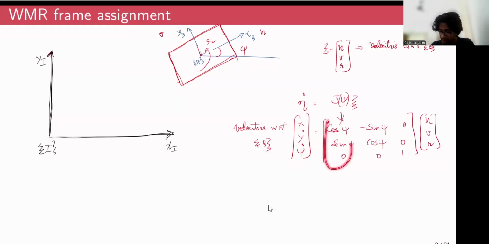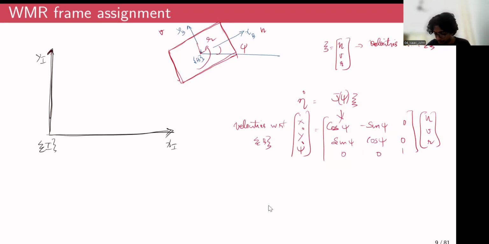And these vectors can also be easily derived. The first column is actually the direction cosines that the xb vector makes with xi, yi, and zi. And the second column is nothing but the direction cosines that the yb vector makes with respect to xi, yi, and zi. And similarly, this 0, 0, 1 is nothing but the direction cosines that the zb axis makes with respect to xi, yi, and zi. So that can be easily derived using very basic vector algebra. So yeah, that's about the frame assignments.